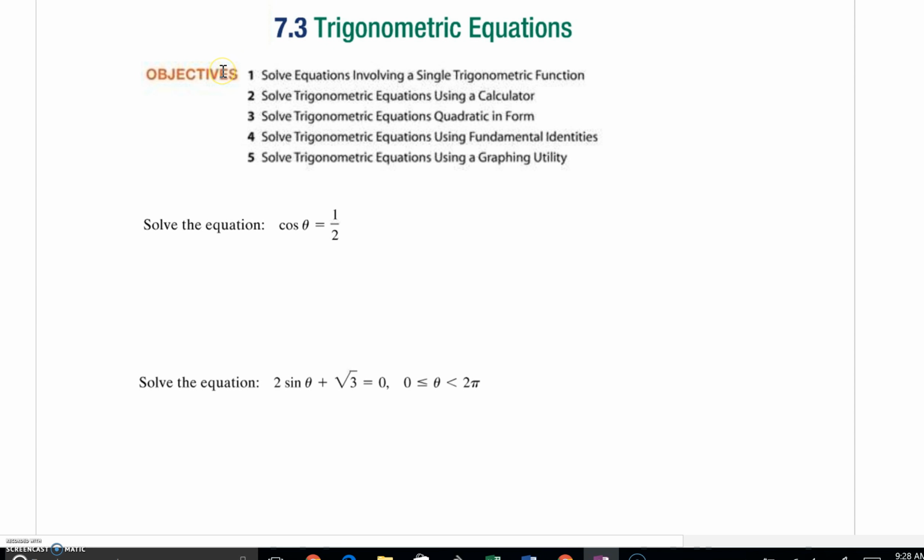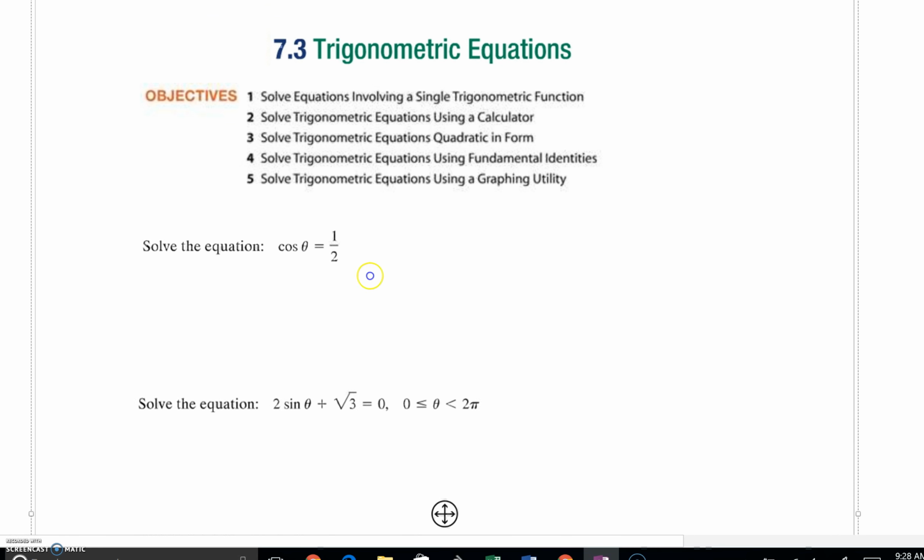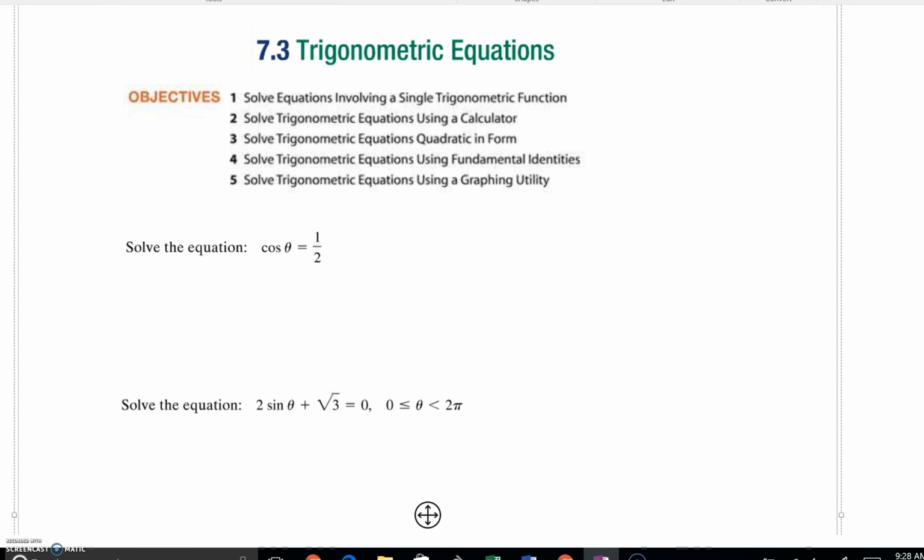Okay, so we're going to be solving an equation. Cosine of theta is equal to 1/2. Notice there are no domain restrictions. They're not saying please solve specifically for angles within a given boundary. So if you never see specified angle boundaries, what they're really saying is solve for all theta.